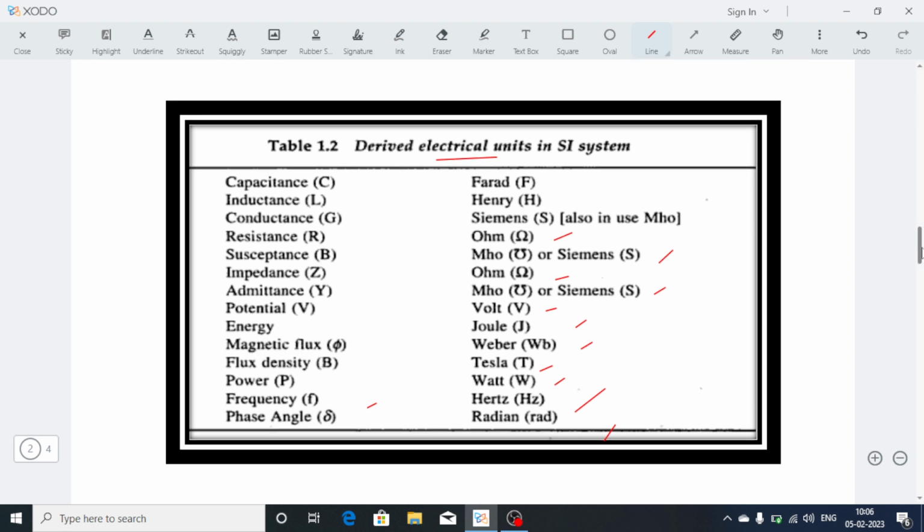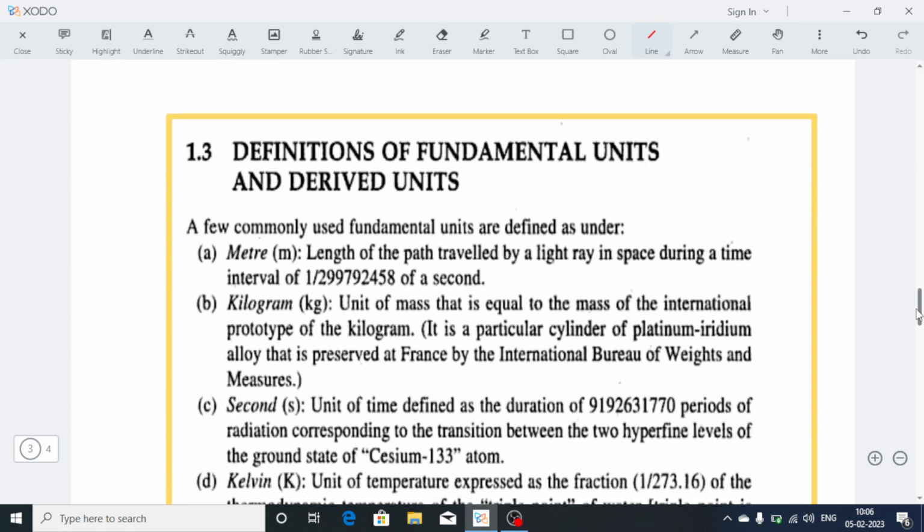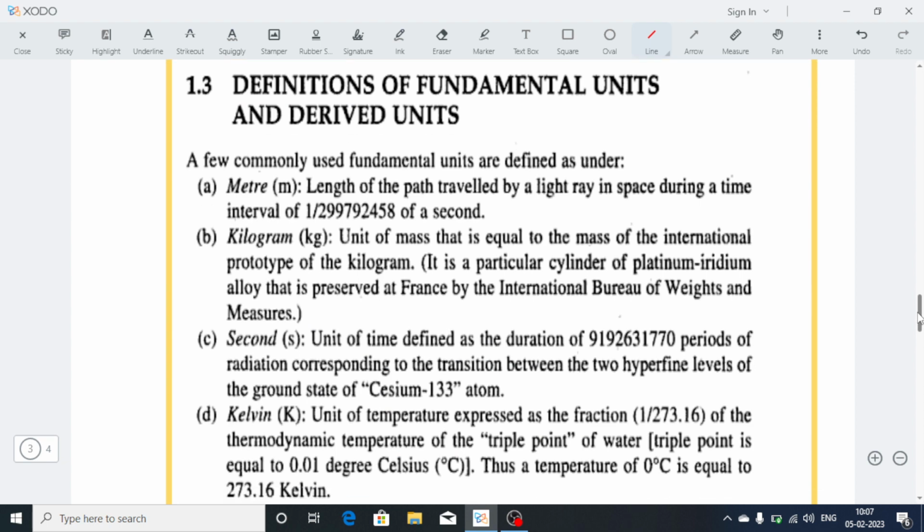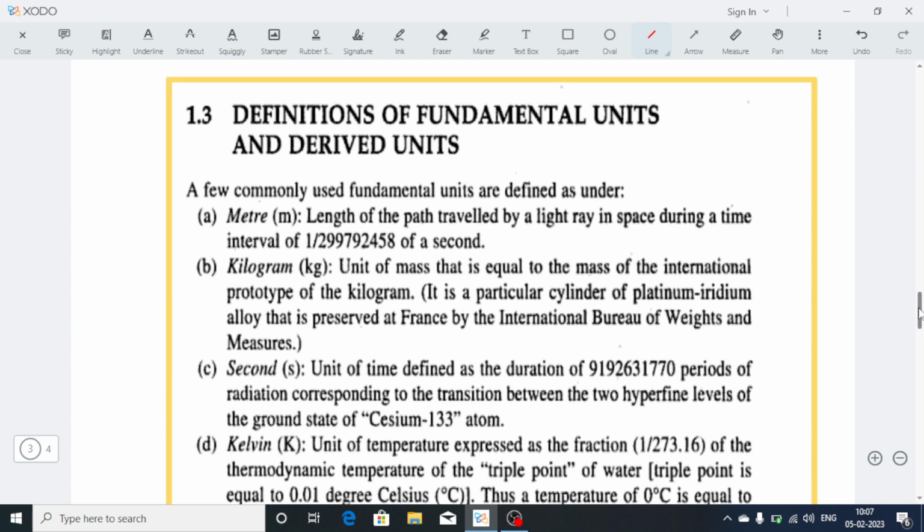Now I will move to the third one. Definitions of fundamental units and derived units. What are the definitions of these fundamental units and derived units? First of all, you should know what is the difference between fundamental and derived units.